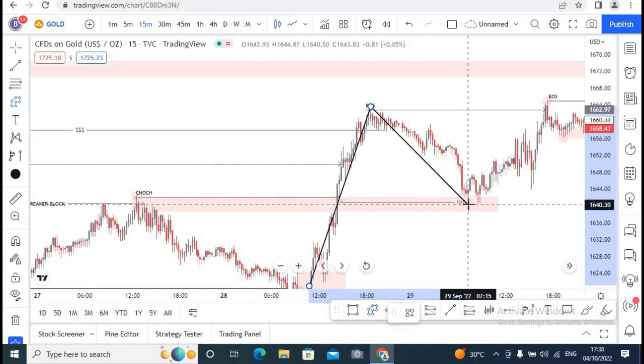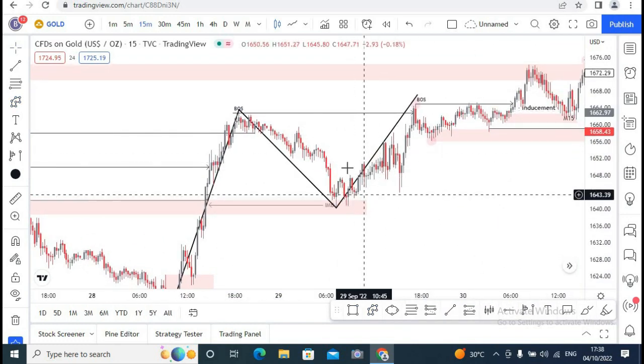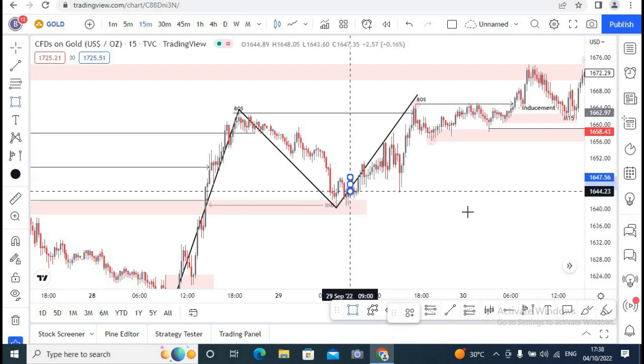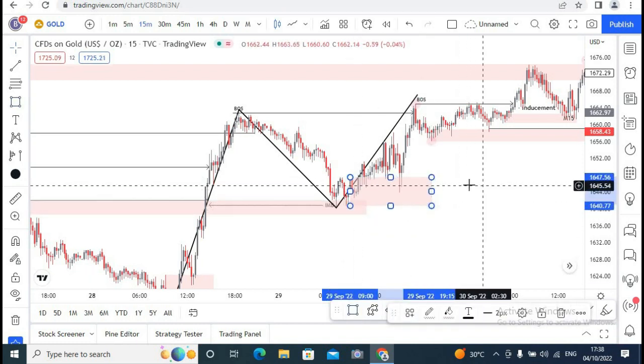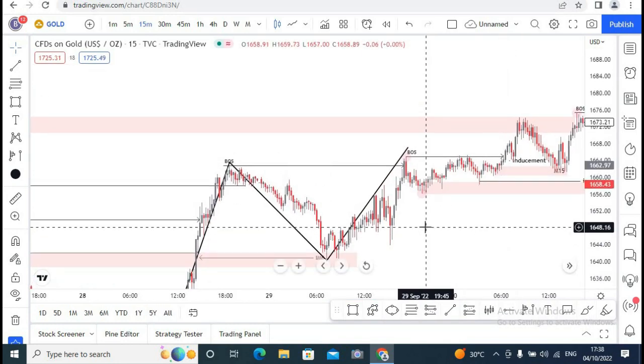As you can see, we did have another break of structure. So whenever you now look for your trades, you will be focusing on this zone, right? Sometimes they will not immediately come back to these levels. They can also respect a zone which we call a breaker block.